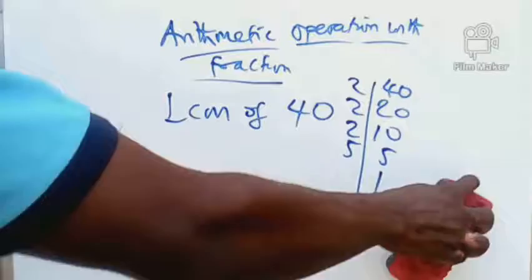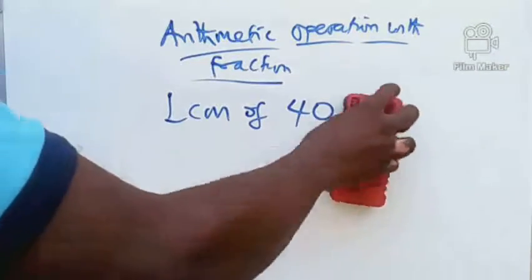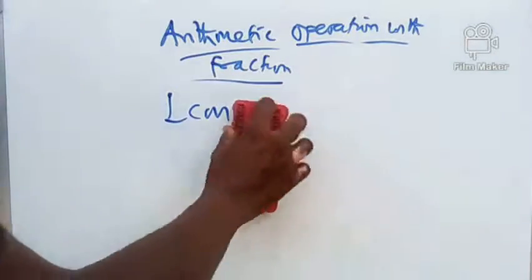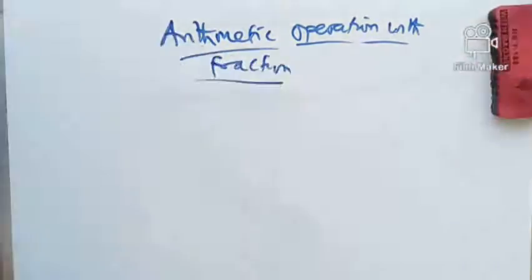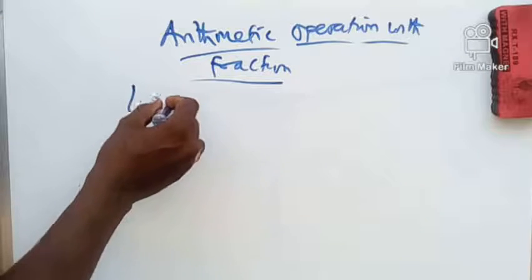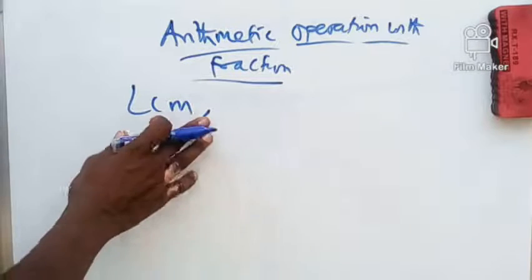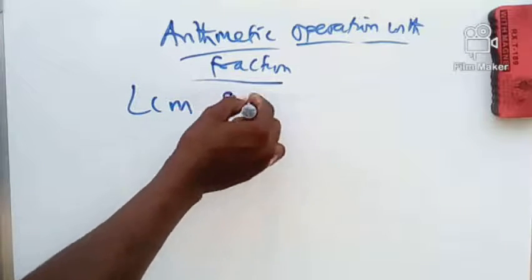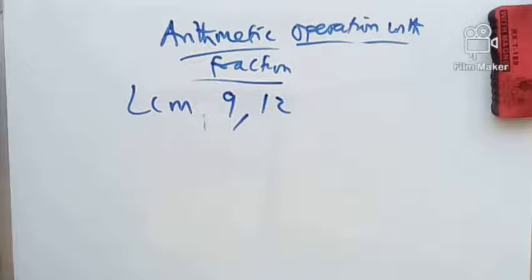Now in fractions, whenever you're dealing with the arithmetic operation of fractions, you need to understand how to find the LCM of numbers, because that will be a big plus. So let's say you are asked to find the LCM of two numbers, let's say 9 and 12. How do you take care of that?